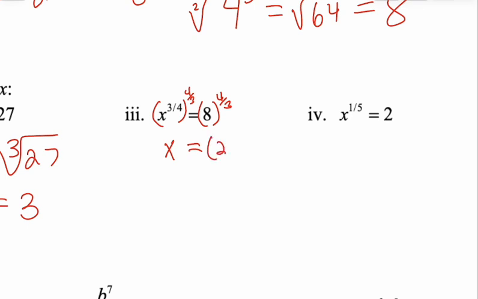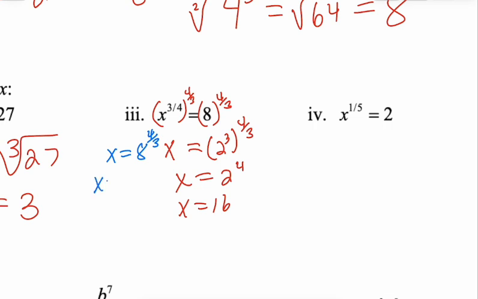8 is 2 cubed. The 3's cancel. We get 2 to the 4th. 2 to the 4th is 2 times 2 times 2 times 2, or 16. Now, that's one way to solve it. Now, I want to go backwards just slightly to here, and I'm going to show us how to get to a slightly different point. Same answer, but a different method.